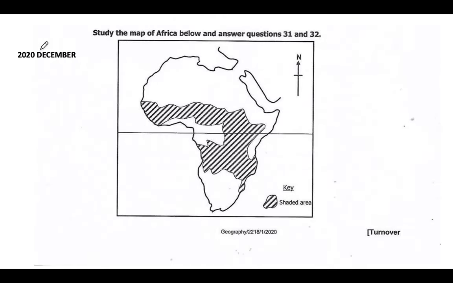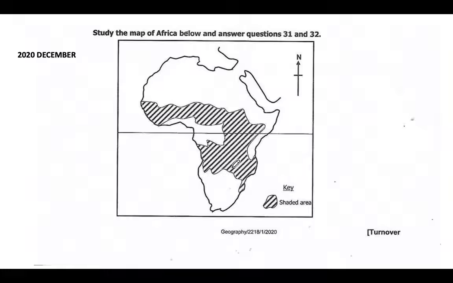Okay. So I have one question from 2020 December. The examiner went on to state, study the map of Africa below and answer the questions from 31 to 32. So this is the map. I hope you're able to remember the strip. This strip. What is this strip?